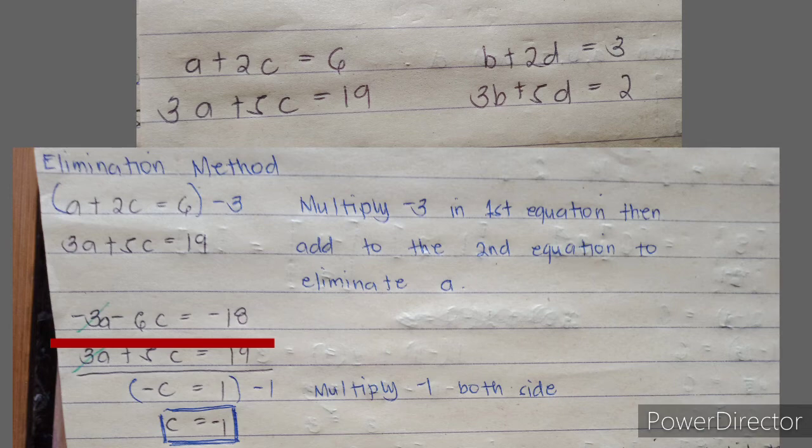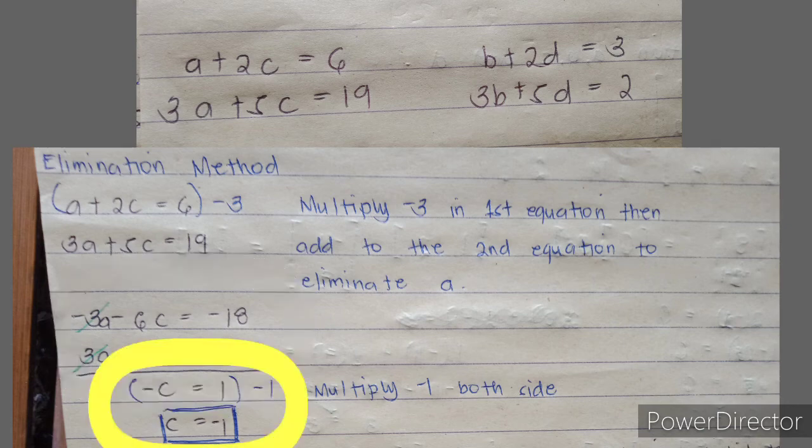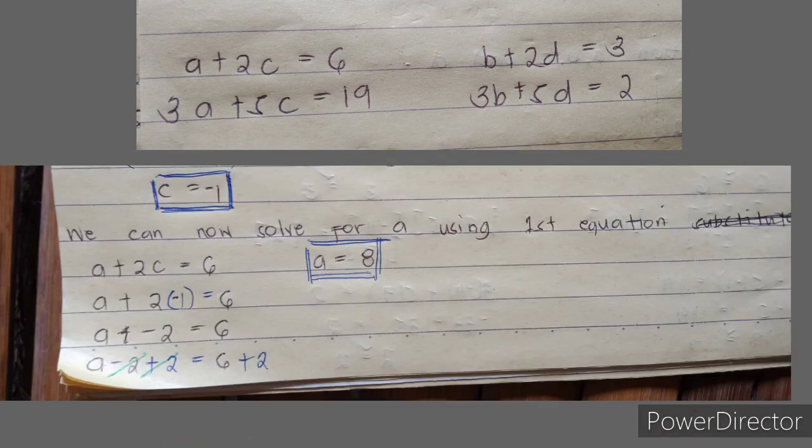Then we add this new first equation to the second equation, where 3A plus 5C is equal to 19. By adding the two equations, negative 3A minus 6C is equal to negative 18 plus 3A plus 5C is equal to 19. We get negative C is equal to 1. Multiply both sides by negative 1. We get C is equal to negative 1. Now we have the value of C. We can now solve for A.